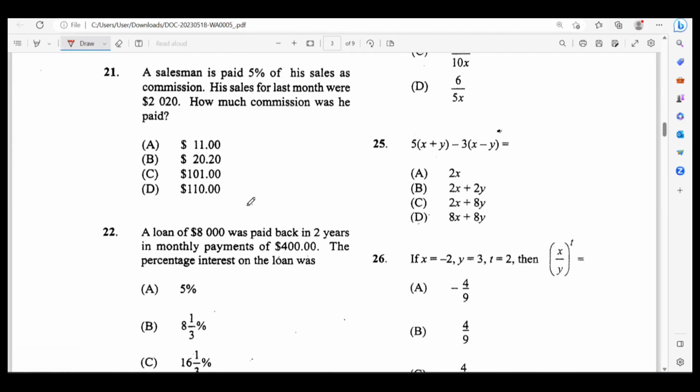Number 21. A salesman is paid 5%. You do notice the percentage that they're using. They're using anything related to 10. So it could be a factor of 10 or multiple, but they're going to be using those. All right. Things are related. So a salesman is paid 5% of his sales as commission. His sales for the month was 2020.